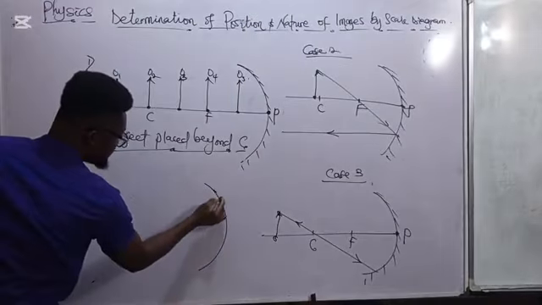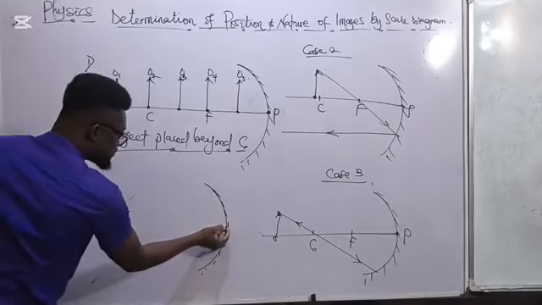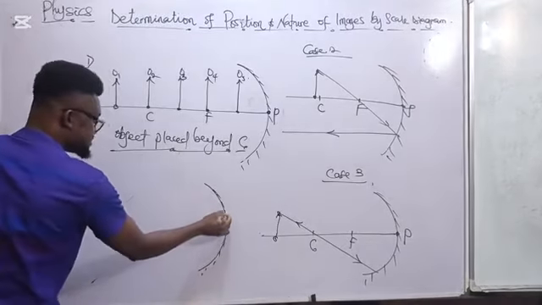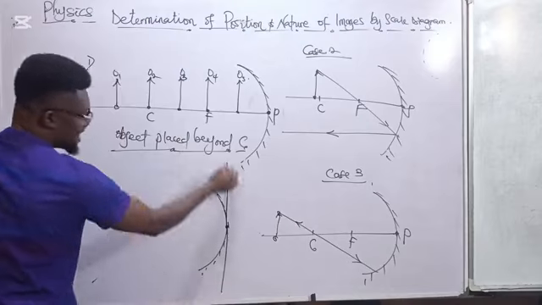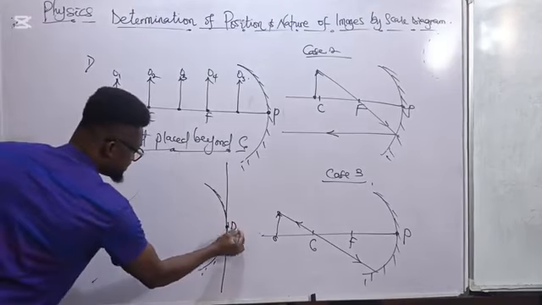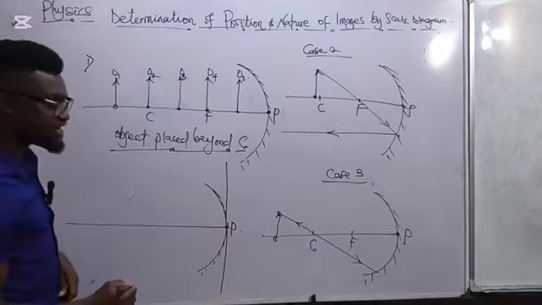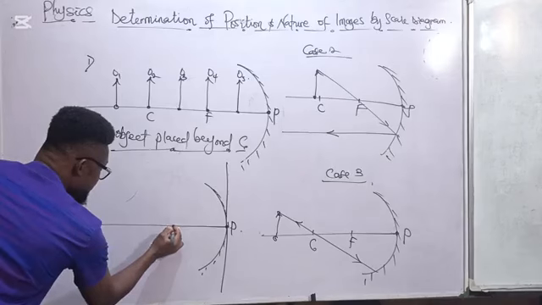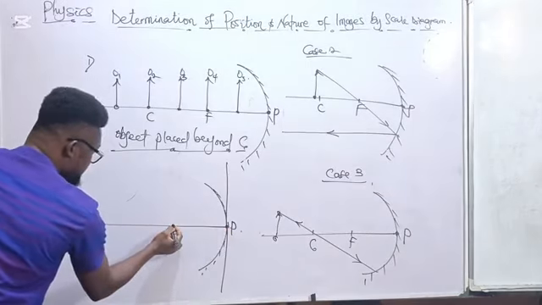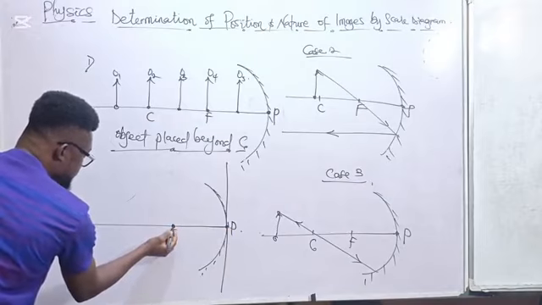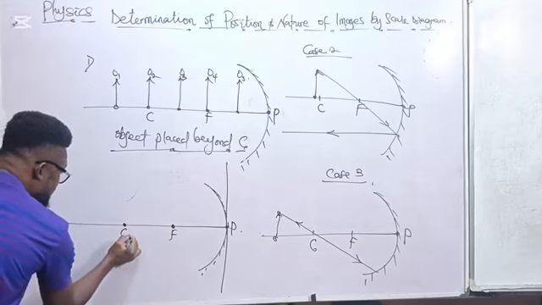Here is the mirror, a curved mirror. In order to make it easy to obtain the image, we now use a straight line in place of that mirror. Here is the pole, and we have here the imaginary line. Having here the principal focus, the distance from here to this point must be equal to the distance from the principal focus to the center of curvature.